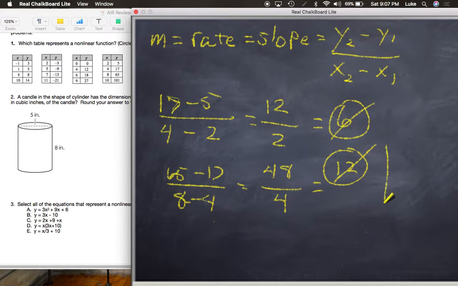So this is actually going to cause a graph to do something like this. It's going to make the line go curved and non-linear. So of course that is our answer right there. Table number 4 is the non-linear table. Circle that, and let's go on to number 2.